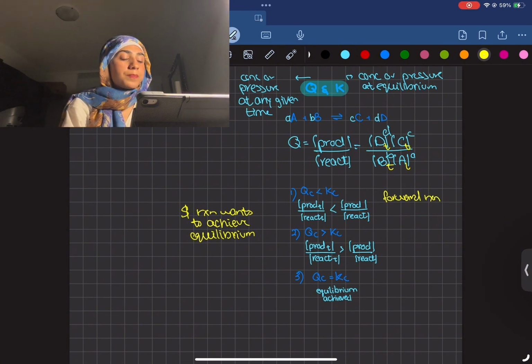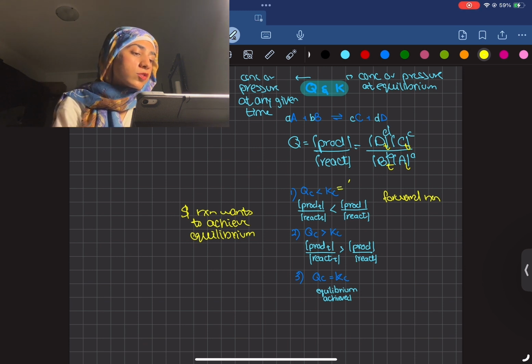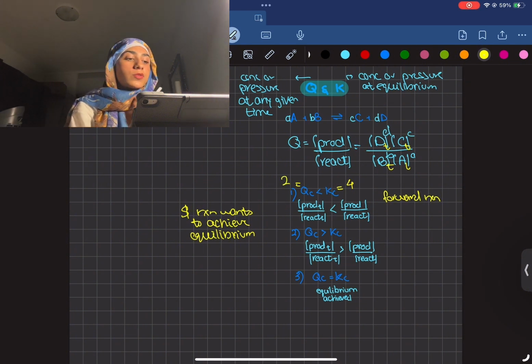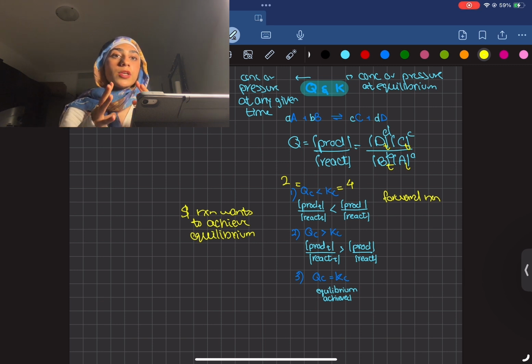So that would also mean that whenever you're given a value for Q which is lower than the value for K, your reaction is moving forward. There's another way to know that. So let's say that my Kc value is 4 and my Qc value is 2, because Qc is less than Kc for the first one. That would mean that I need to make my Qc value great enough to reach Kc. So I need to make that 2 equal to 4. How can I do that?